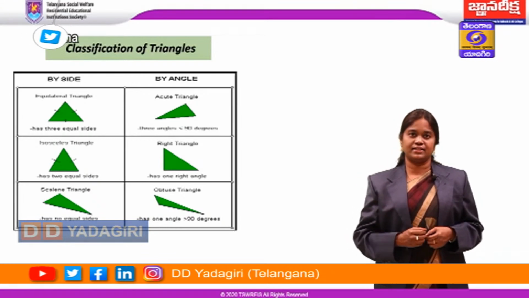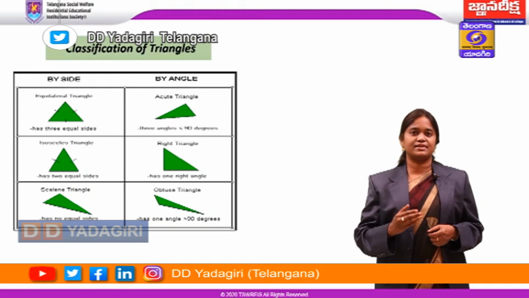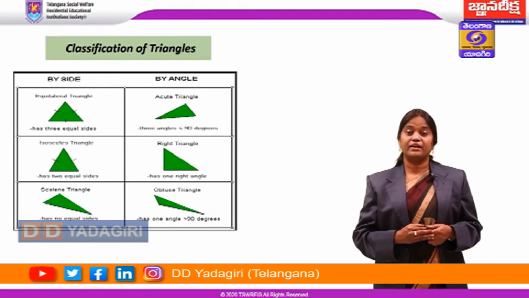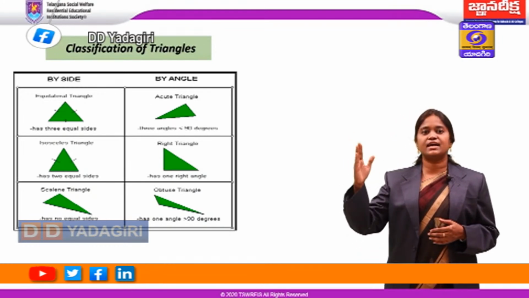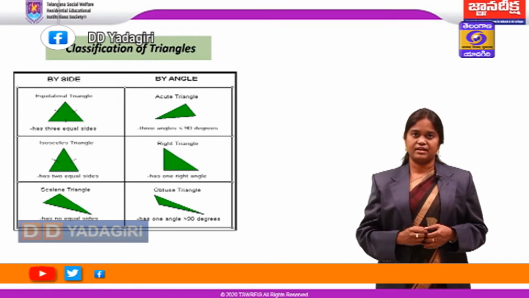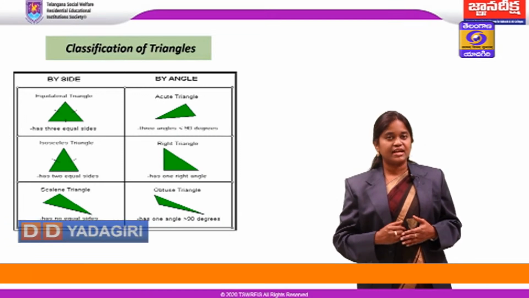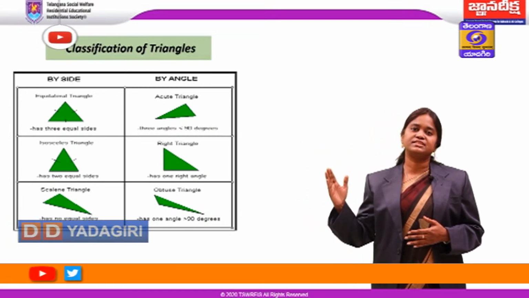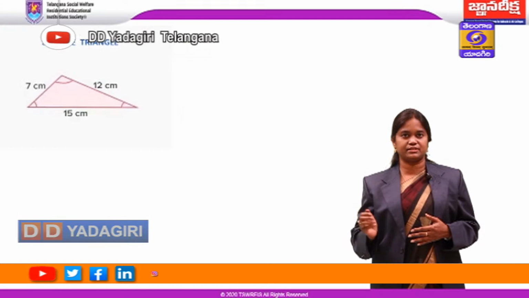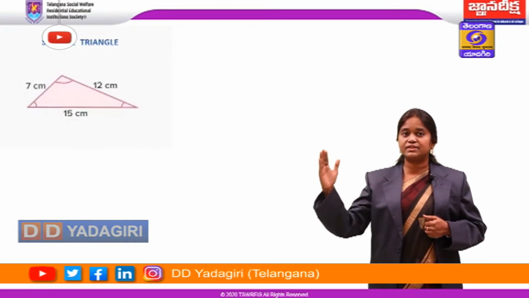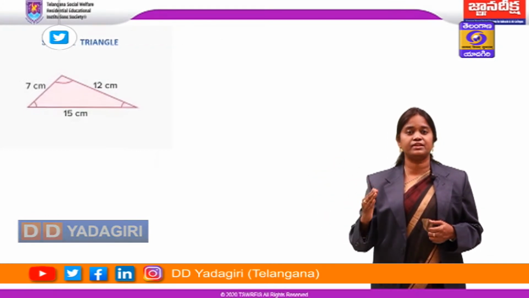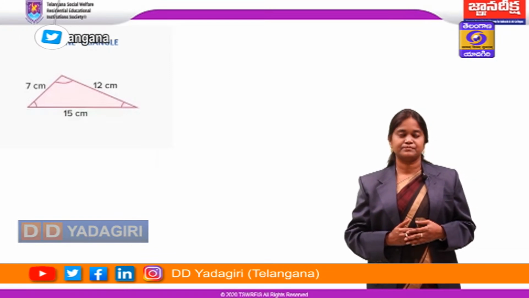In a scalene triangle, no two sides are equal. Here, all the 3 sides have different lengths. For example, a triangle with sides of lengths 7 cm, 12 cm and 15 cm. Here, all the 3 sides have different measurements.